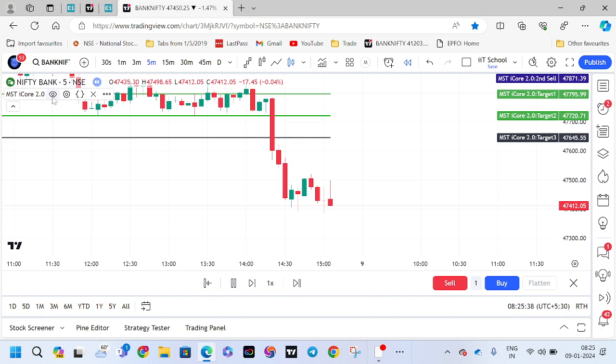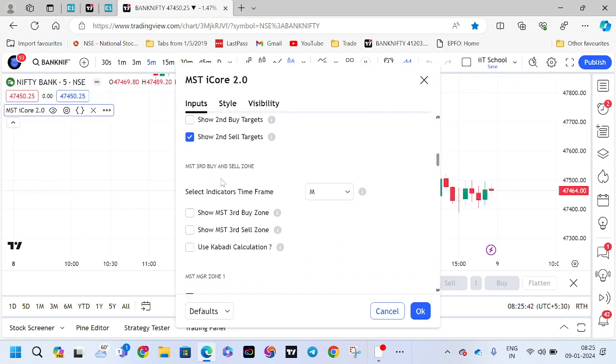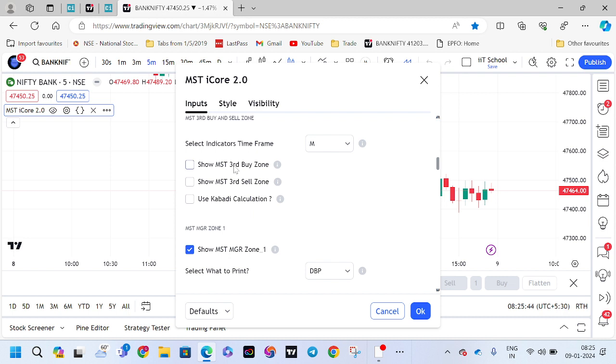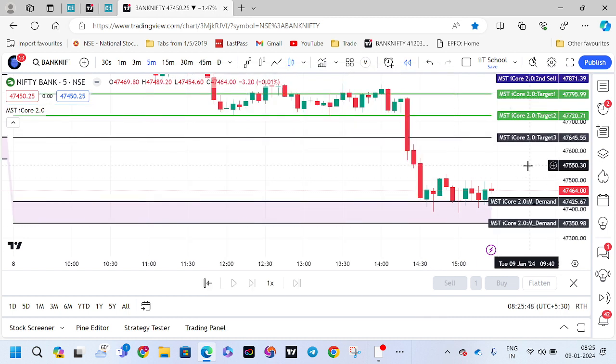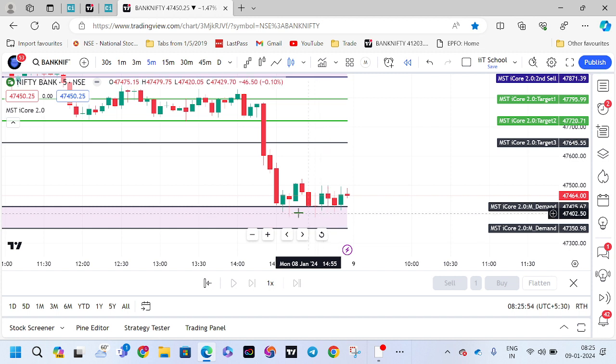Here I have made one more important facility, that is the third buy zone. Whenever the market is falling, we know where it will come and from where it will reverse. See here, perfection. At this junction it came down and touched our buy zone. Now it has given the first target.